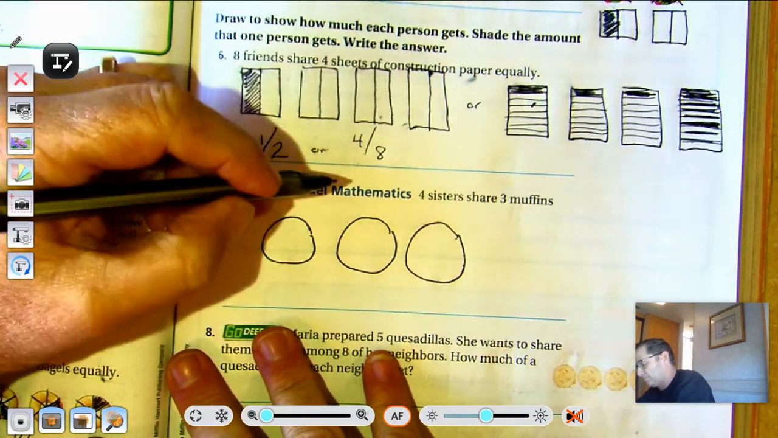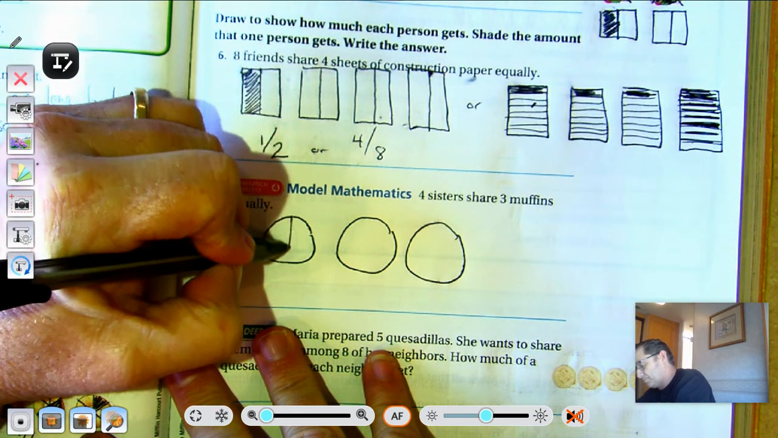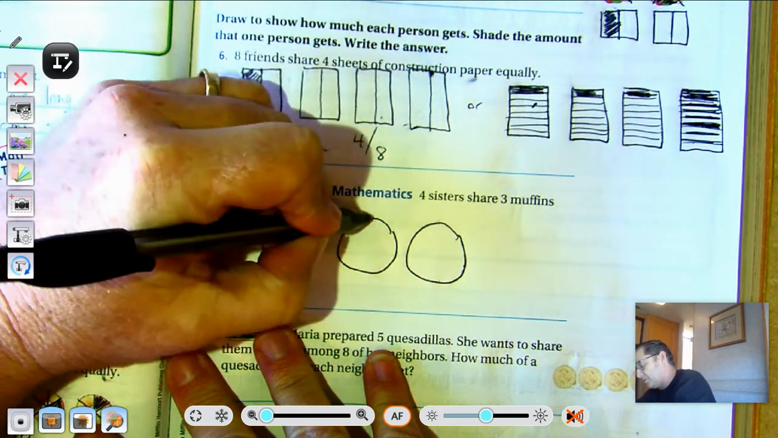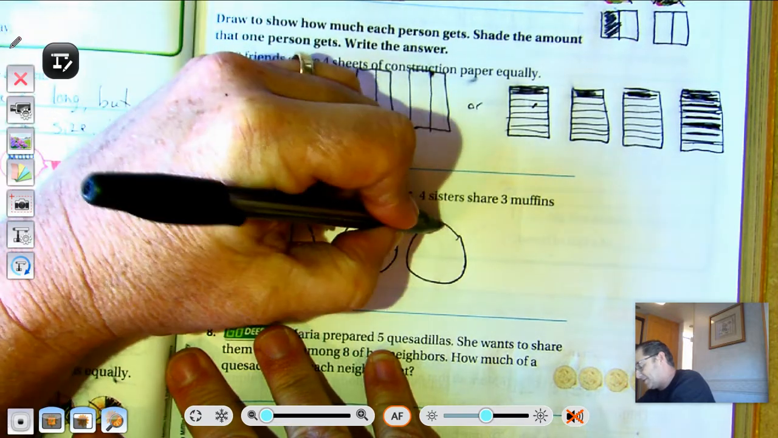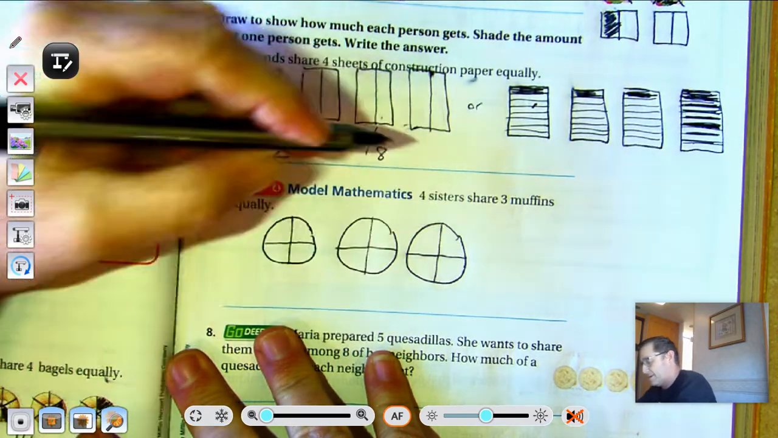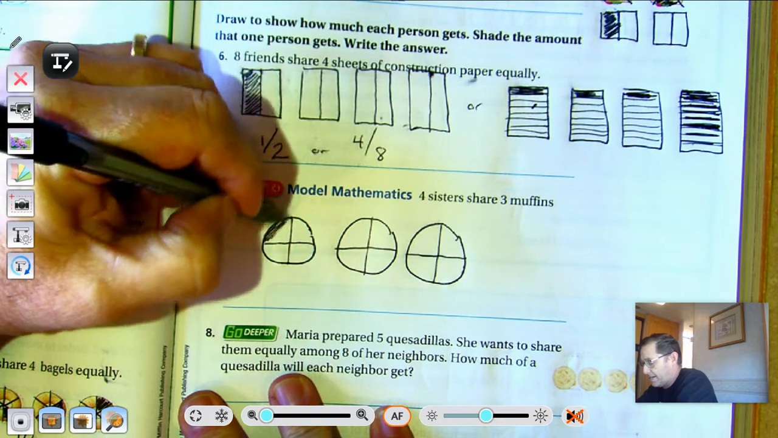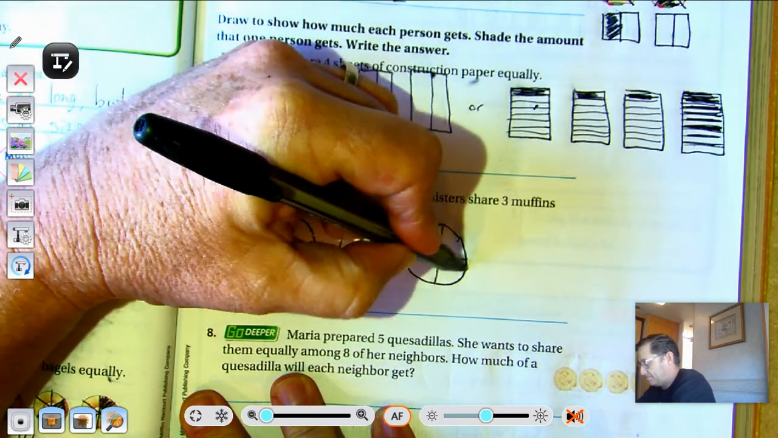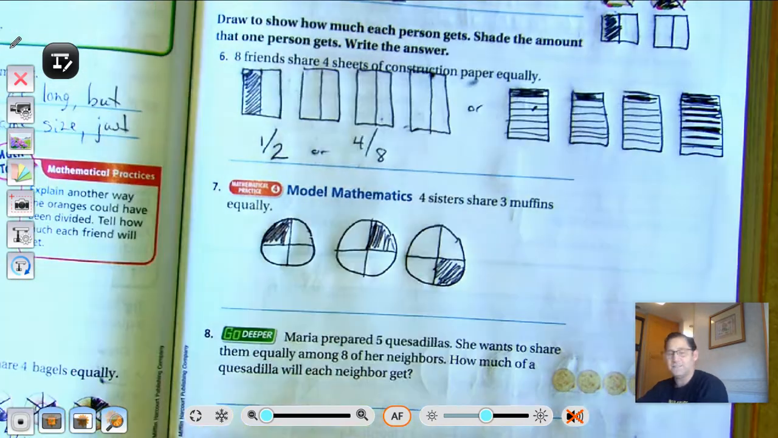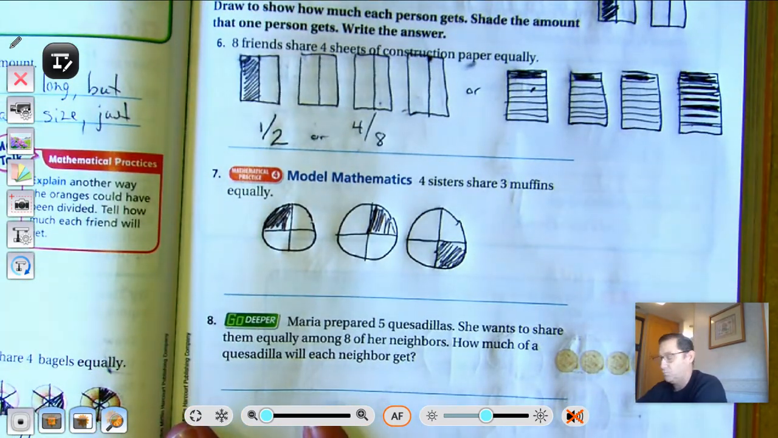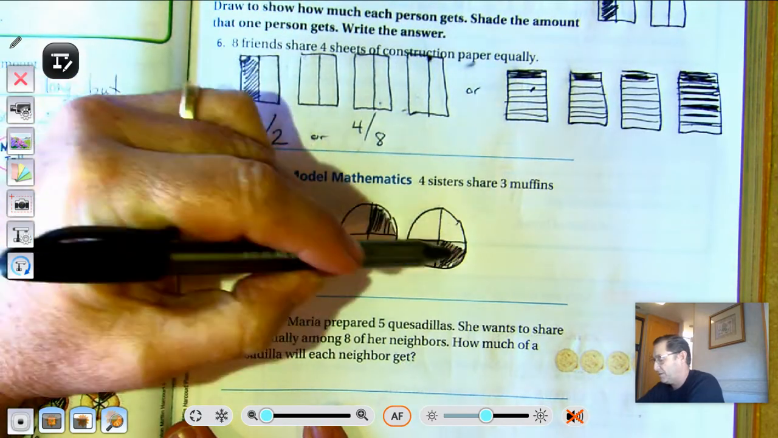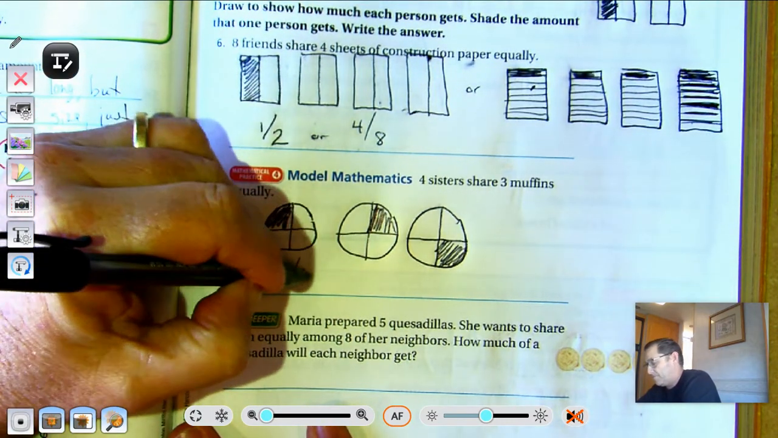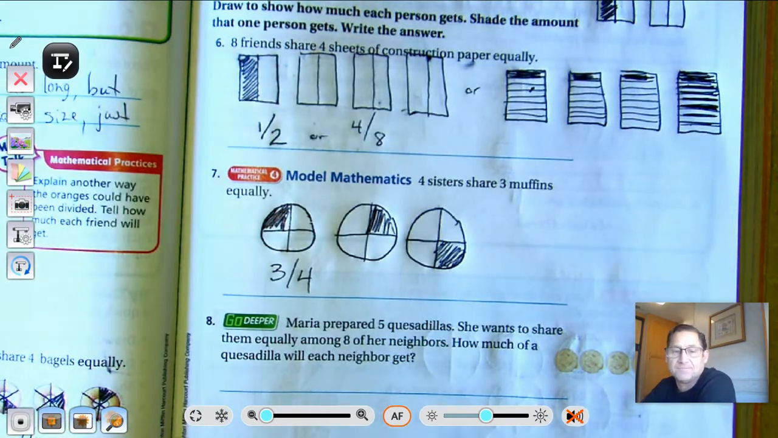Well, so all I'm going to do is break these into 4 pieces each and shade in for one sister to show how much she would get. So one sister would get 1/4, 2/4, 3/4. 3/4 of a muffin.